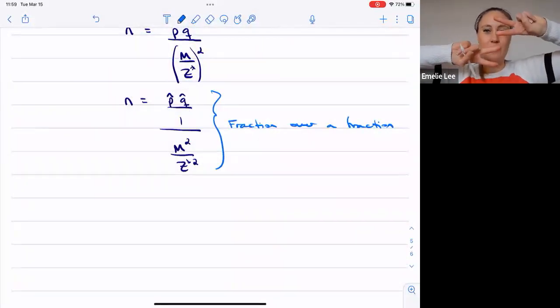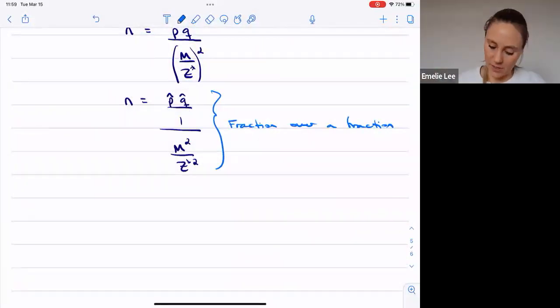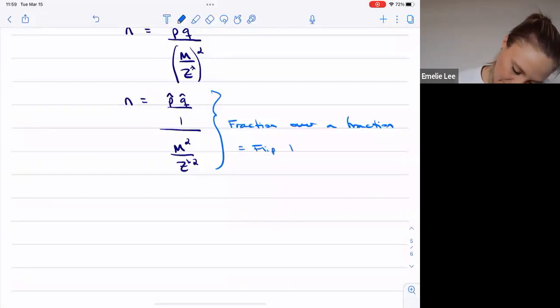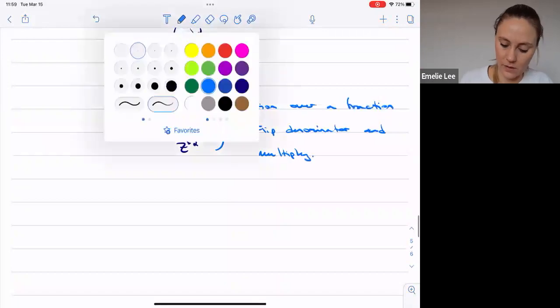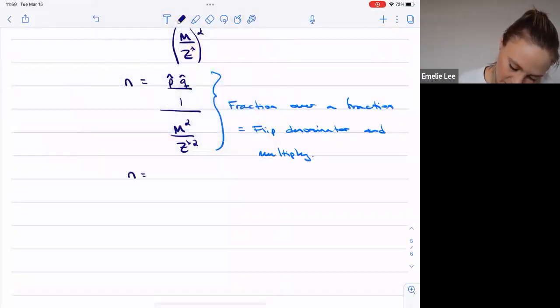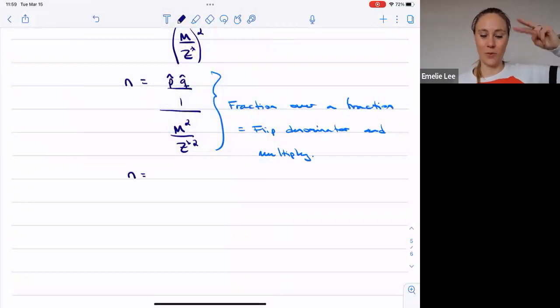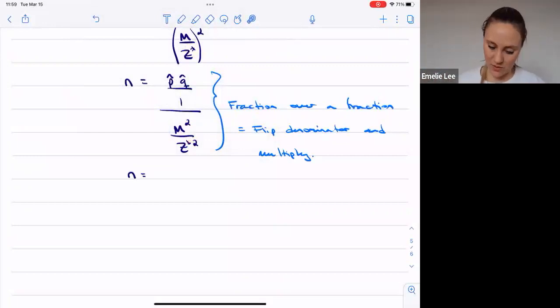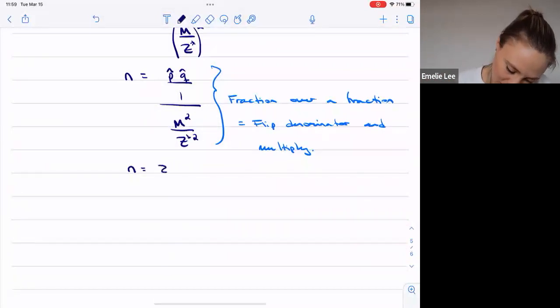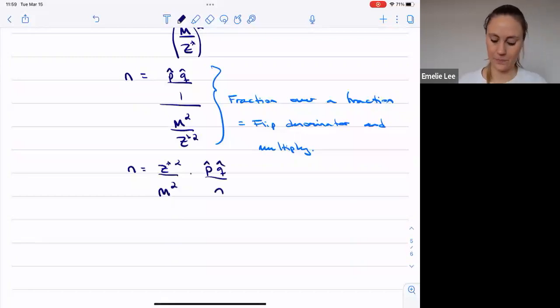That's when I have to flip the denominator and multiply. Flip the denominator and multiply. So what I get, and to match the formula sheet that I have, I'm going to put these guys in front. It doesn't matter if you're multiplying a times b or b times a, you get the same result. All right, so here I get z star squared over m squared times p hat q hat over n.